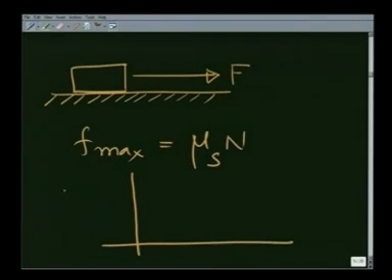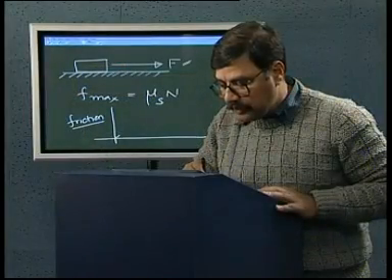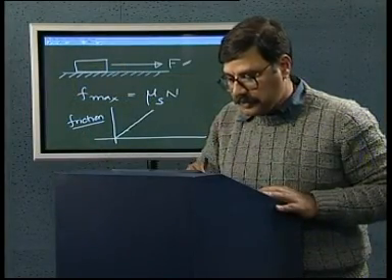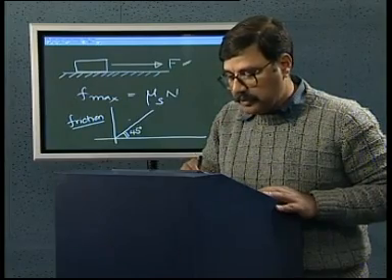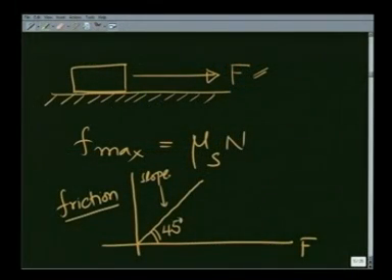If I plot the frictional force against the applied force F, you would see that frictional force goes exactly as F, this angle being 45 degrees, so that the slope of this line is equal to 1. And right when the applied force exceeds the maximum possible frictional force, the body would start to move and the frictional force may become a constant. I am drawing this line because this force drops slightly, as I will explain in the coming few minutes.